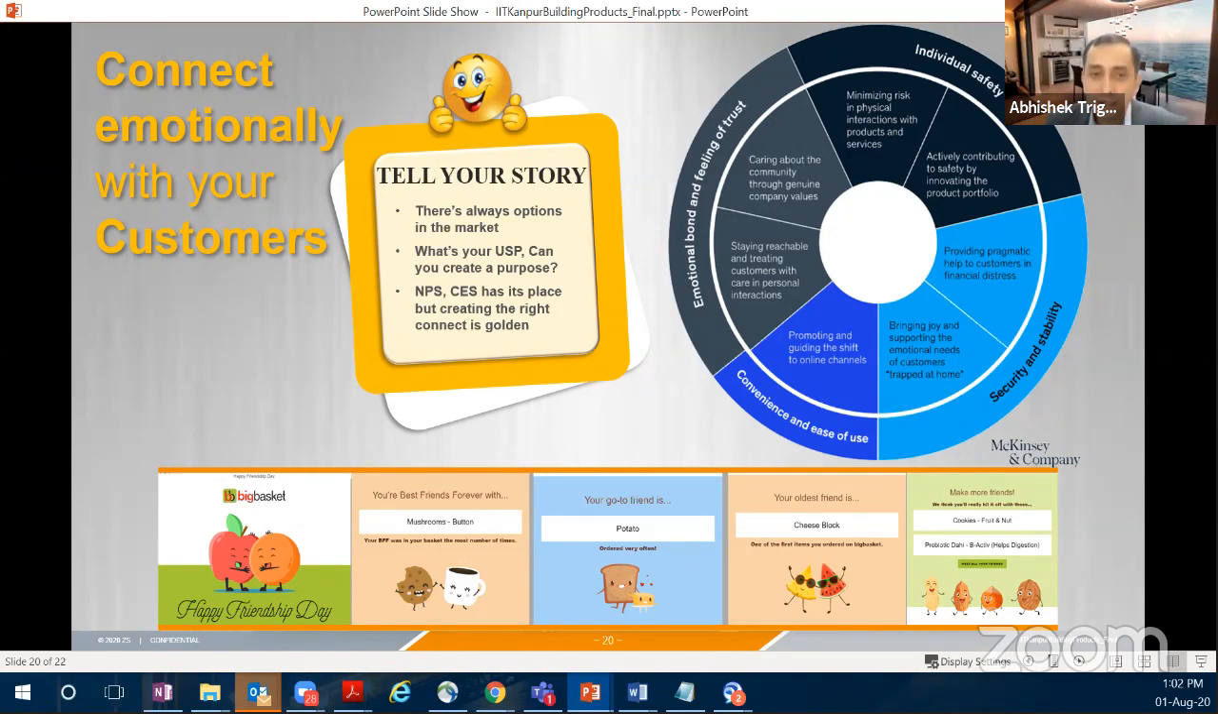But at the end of the day, the core goal is to create that emotional connect with your end user, to make them feel that, yeah, this is the product I want to buy, even though there are 5-6 options on the table. Why would I go there?